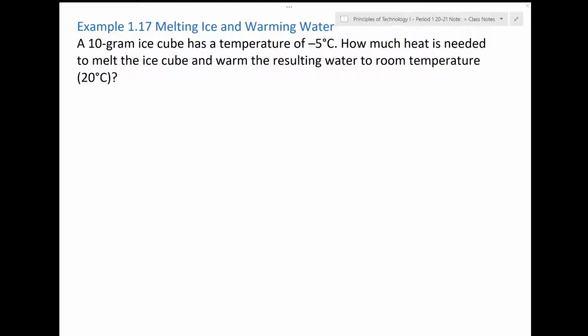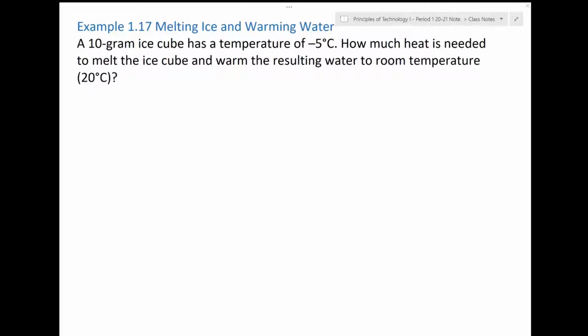So basically we have to break this problem into three parts. We need to first figure out how much heat was needed to increase the temperature from -5 degrees Celsius to 0 degrees Celsius. Then we need to know the heat that was needed to melt the ice. Finally, we need to know the heat that was needed to raise the temperature from 0 degrees Celsius to 20 degrees Celsius.